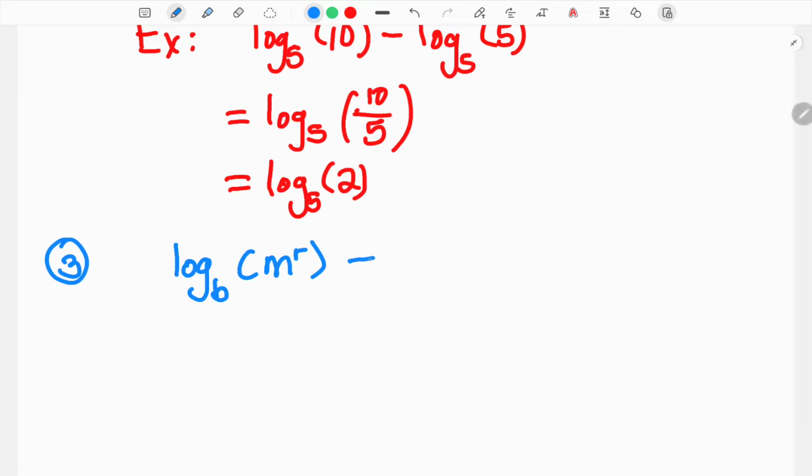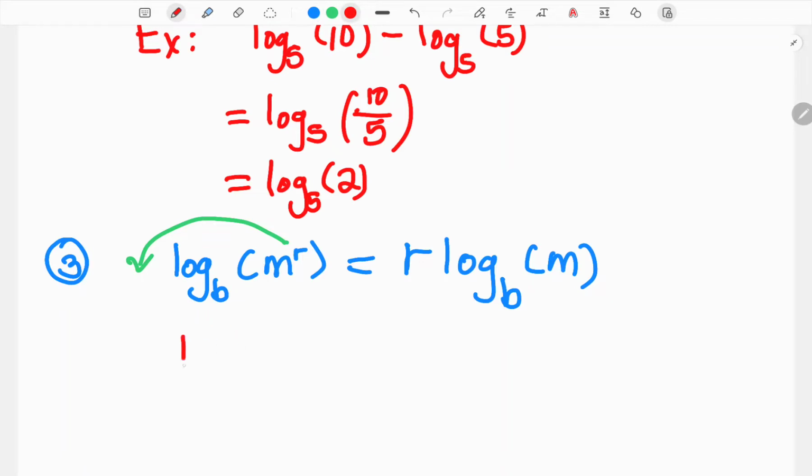So what happens when you have a law like this? You take the r down. We take this r down here, and the law becomes r times log base b of m. A quick example on this law would be, let's say we have log base 7 of 7 to the x.